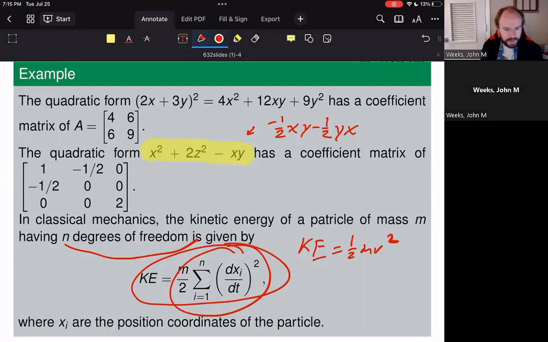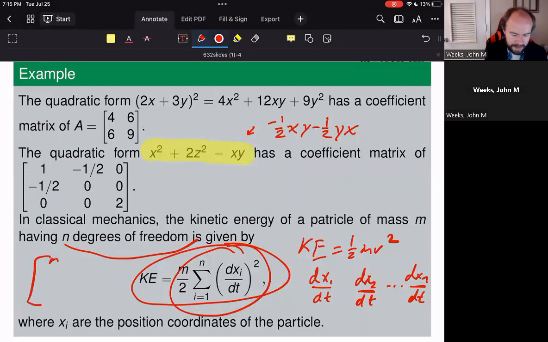So this is the form for kinetic energy, and this is also a quadratic form. Well, how is this a quadratic form? If I take a look at this, I have variables of the form dx1/dt, dx2/dt, all the way up to dxn/dt. If I square each of these, then I have a very particular matrix: m over 2, m over 2, dot, dot, dot, m over 2 as each of the diagonal entries, and zeros elsewhere. This is an example of a quadratic form written in terms of its coefficient matrix.